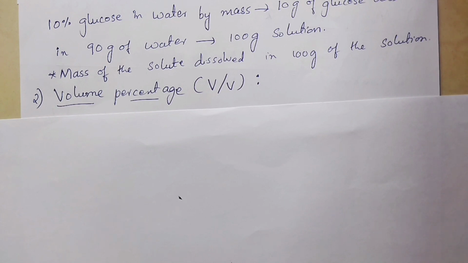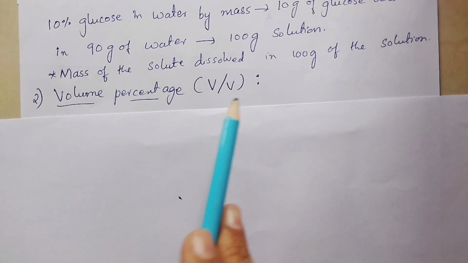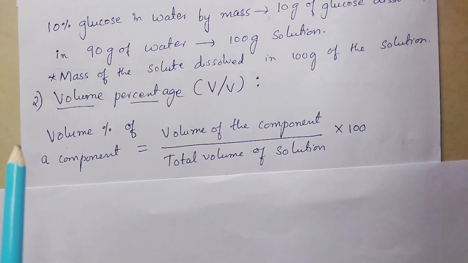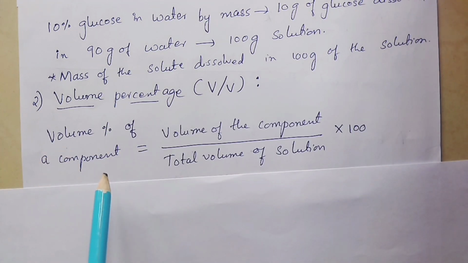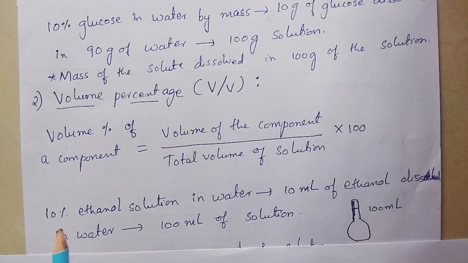The second type is volume percentage, which is represented by V by V, volume by volume. So volume percentage of a component in a solution is equal to volume of that particular component divided by total volume of the solution into 100. If there is 10% ethanol solution in water, that means 10 ml of ethanol is dissolved in water in order to get 100 ml of the solution.